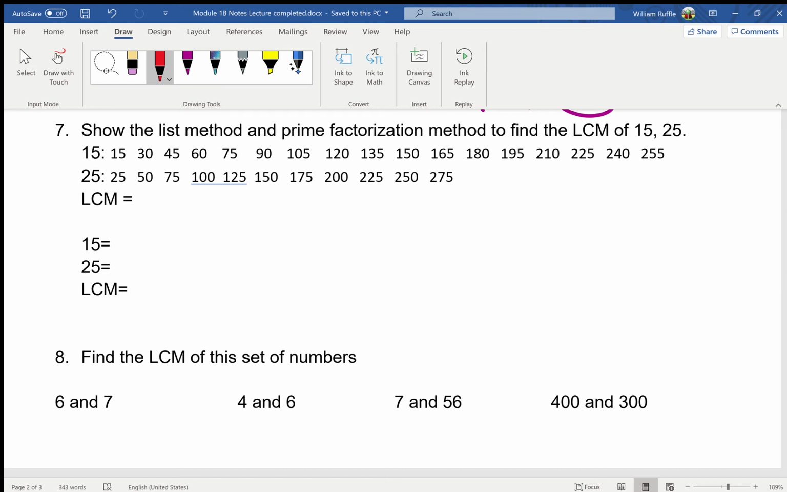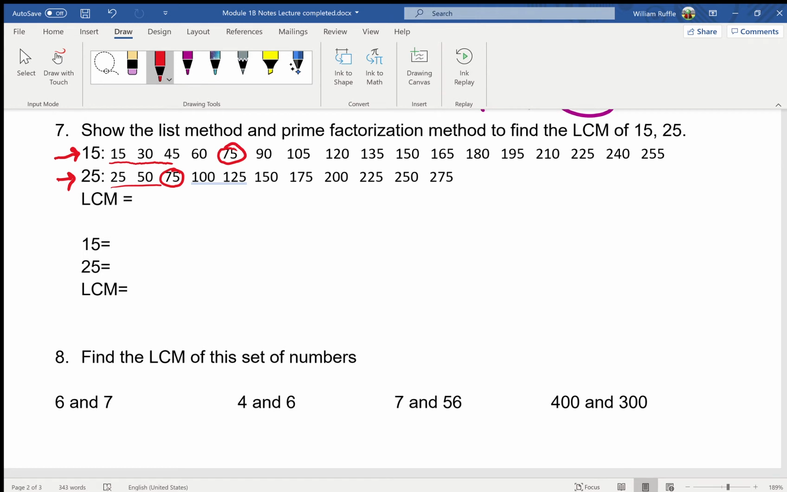All right, we're going to finish up Unit 1B notes. We're going to start off with the prime factorizations here and the list method. Now, if you look at the list method here, I have this completed, right? I just copied and pasted from the multiplication chart that we had open. These are all the multiples of 15. These are all the multiples of 25. Now, again, I'm looking for the first common multiple. So when I look here, 25, I see 75, and 75 is the first common multiple.